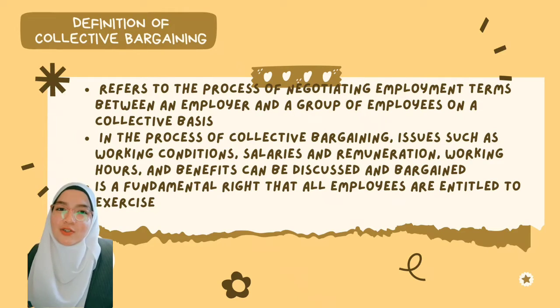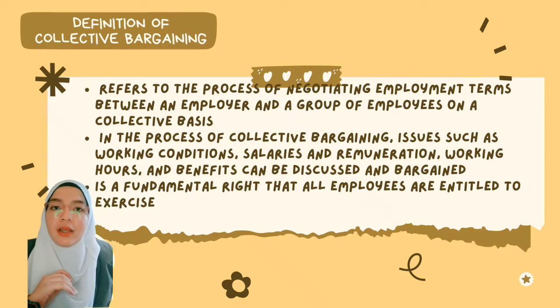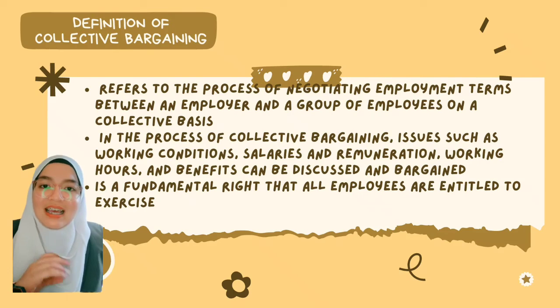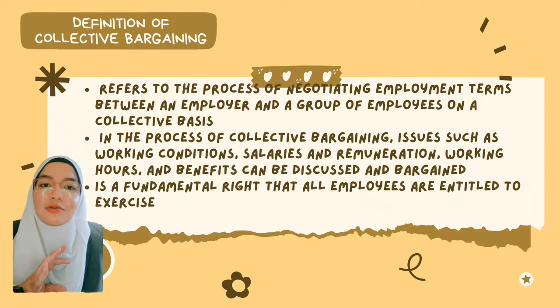Collective bargaining refers to the process of negotiating employment terms between an employer and a group of employees on a collective basis. Collective bargaining is typically conducted with the assistance of a labor union on behalf of employees. In the process, issues such as working conditions, salaries and remuneration, working hours and benefits can be discussed and bargained. Apart from that, collective bargaining is a fundamental right that all employees are entitled to exercise.